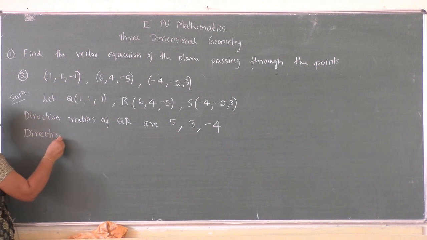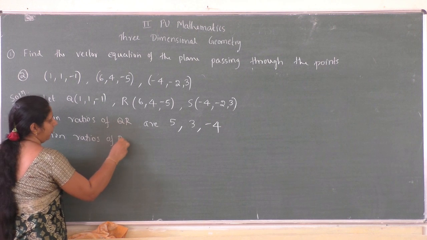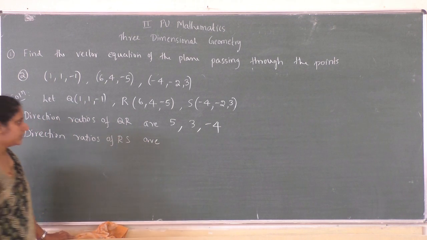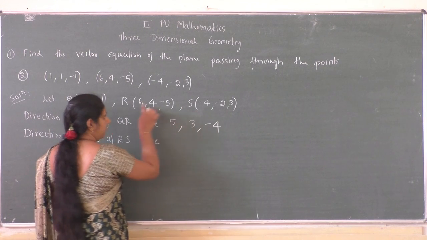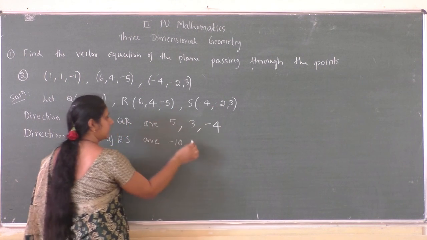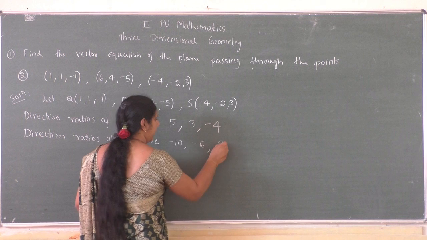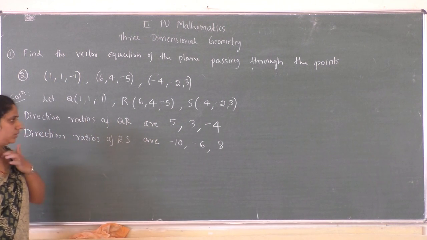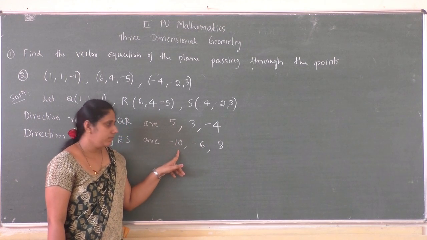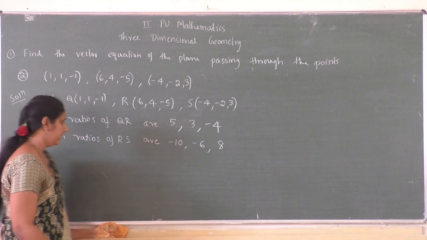Now we will find the direction ratios of RS. Minus 4 minus 6, that is minus 10, minus 2 minus 4 is minus 6, 3 minus of minus 5, that is 3 plus 5, 8. Now see the ratios, take the proportional: 5 by minus 10, 3 by minus 6, and minus 4 by 8.